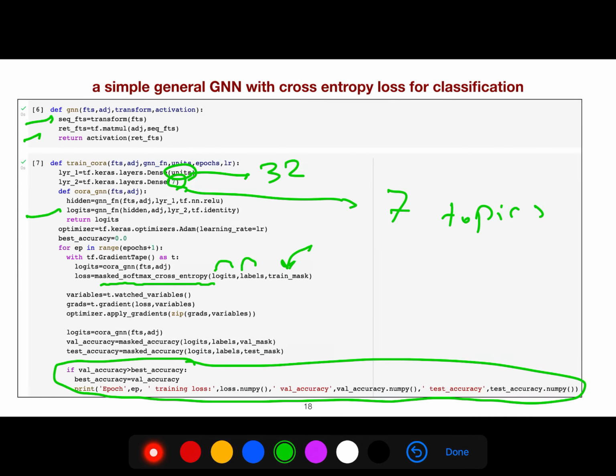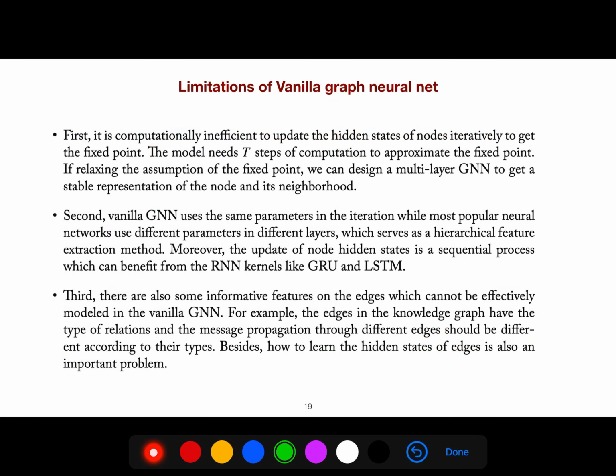So we have implemented this in Google Colab, and there are, of course, some limitations of this vanilla graph neural network. First, it is computationally inefficient to update the hidden states of the nodes. And also, vanilla GNN uses the same parameters in the iteration, while most popular neural networks use different parameters in different layers.